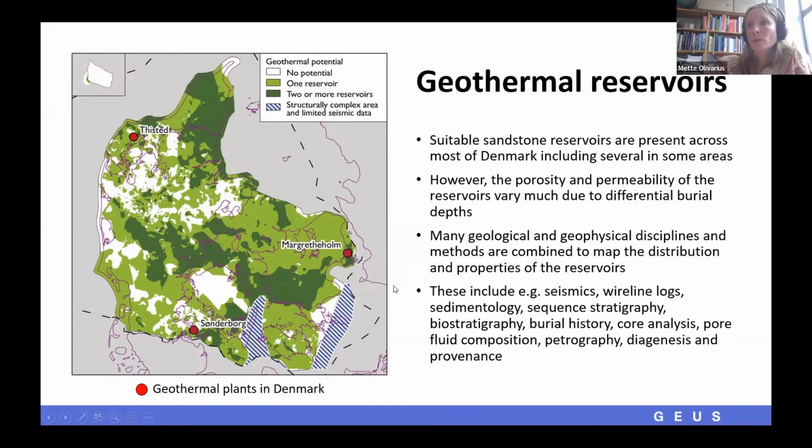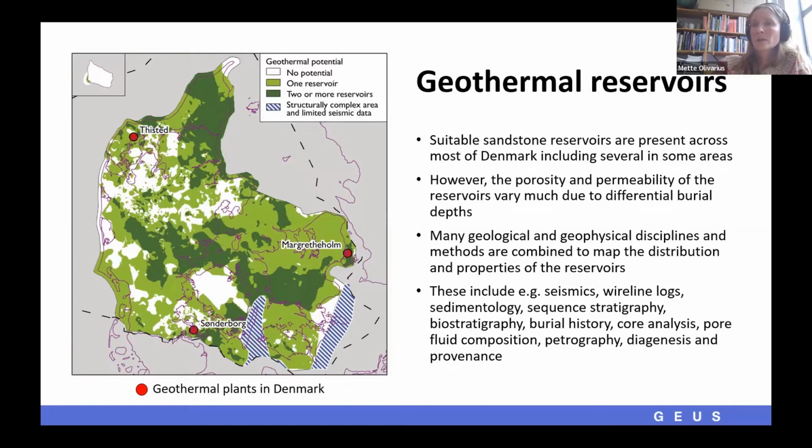This is of course a rough overview. If you want to drill in a certain place, you need to do some more seismic analysis, for example. And the porosity and permeability of the reservoir vary greatly, and that is due to the differential burial depths and burial histories of these sandstones, meaning that different amounts of minerals have formed between the grains.